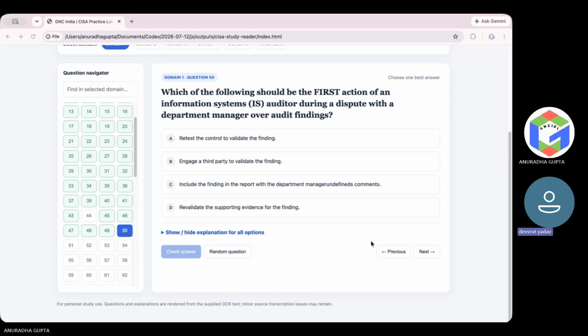Which of the following should be the first action of an IS auditor during a dispute with the department manager over an audit finding? Okay. Retest the control to validate the finding. Engage a third party to evaluate the finding. Include the finding in the report with the department manager comments. Revalidate the supporting evidence for the finding.